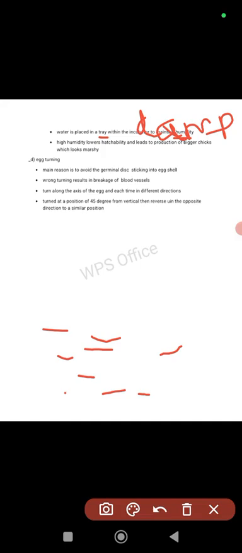Higher humidity lowers hatchability, that is the ability of the eggs to be hatched to chicks, and leads to production of bigger chicks which look mushy. So higher humidity lowers the hatchability and leads to production of bigger chicks which look mushy.